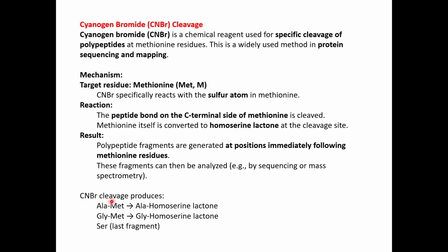So cyanogen bromide cleavage produces, basically, if you have an alanine methionine, we have an alanine homoserine lactone. If you have a glycine methionine, we'll have a glycine homoserine lactone. So serine will be your last fragment.